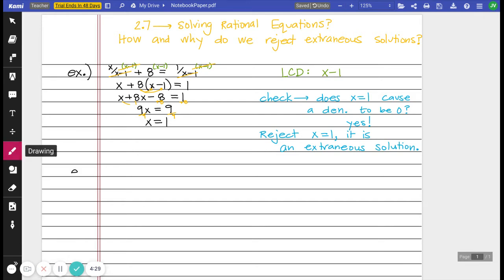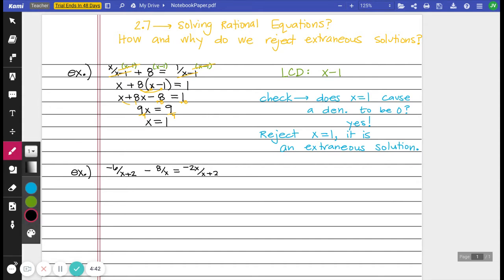Let's do another example. -6 over x plus 2 minus 8 over x equals -2x over x plus 2. The first thing we are going to do is build our LCD. First of all, I see an x plus 2. Okay, great. I've accounted for the first fraction.